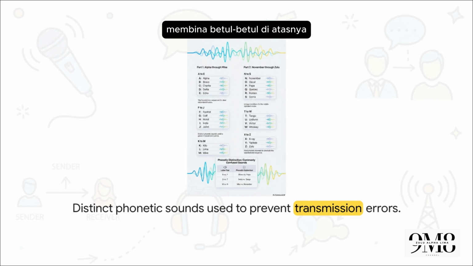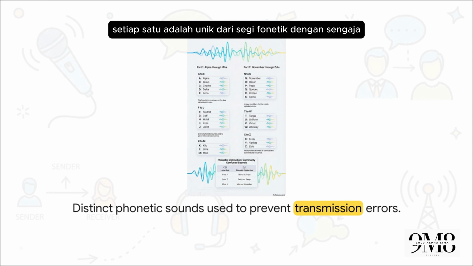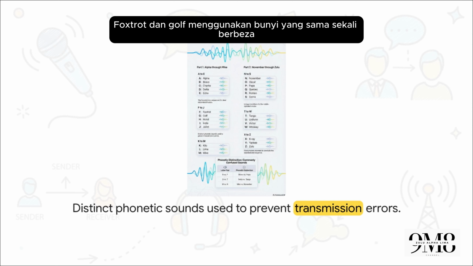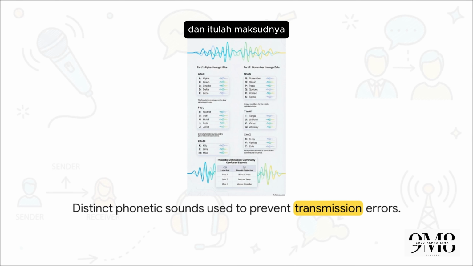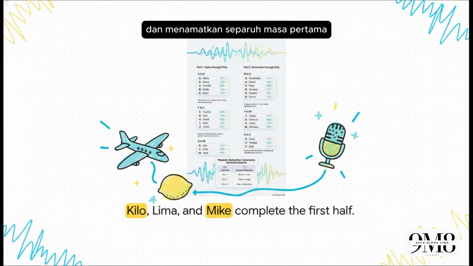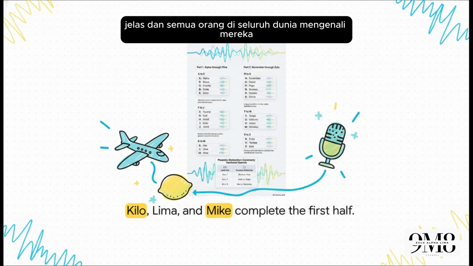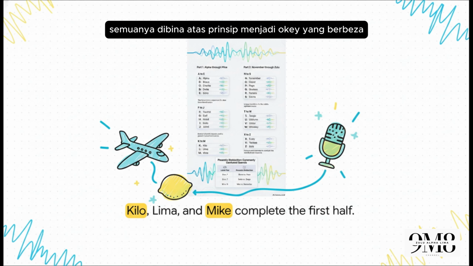Building right on top of that, we have Foxtrot, Golf, Hotel, India, Juliet. And again, you can hear it. Each one is phonetically unique on purpose. Foxtrot and Golf use totally different sounds, and that's exactly the point. And to finish off the first half, we've got Kilo, Lima, and Mike. Simple, clear, and everyone around the world recognizes them. And that's it. That's part one, all built on that principle of being distinct.